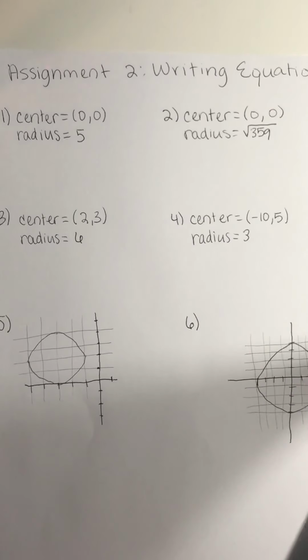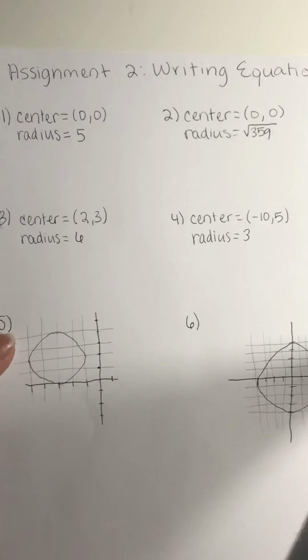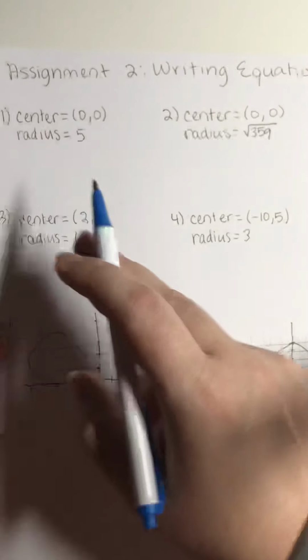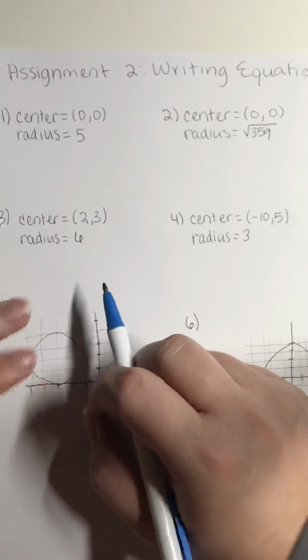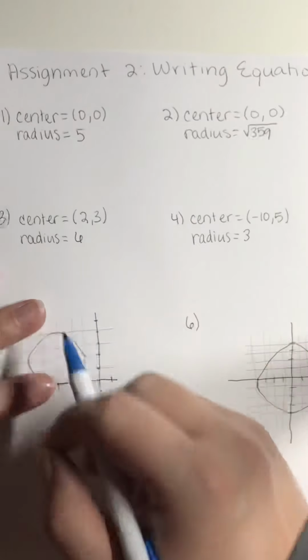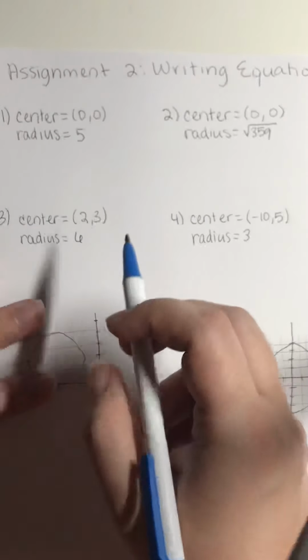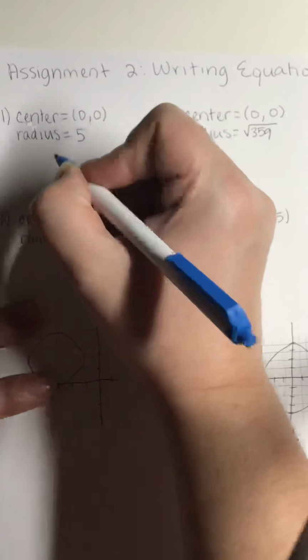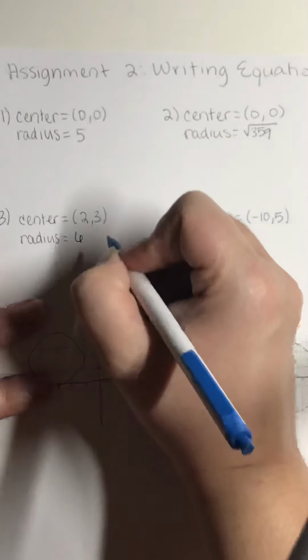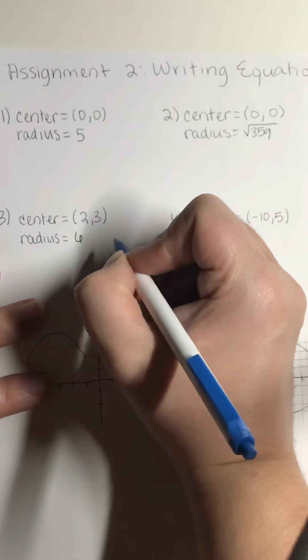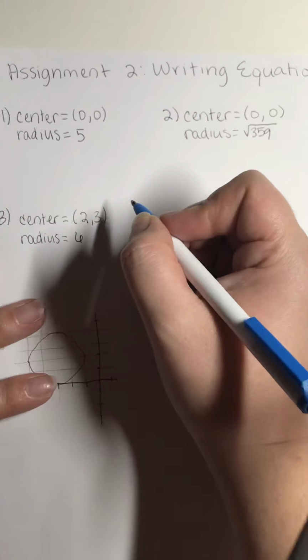Okay, let's look at some questions that are similar to the ones from assignment 2, where you have to write the equation of the circle. This time, they give you the center and the radius, and your objective is to write the equation. Well, when we write the equation, we're going to have x something squared and y something squared equals r squared.